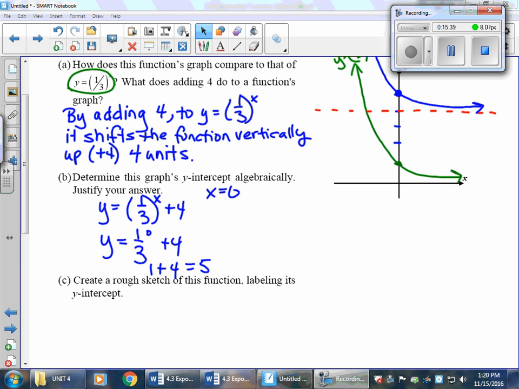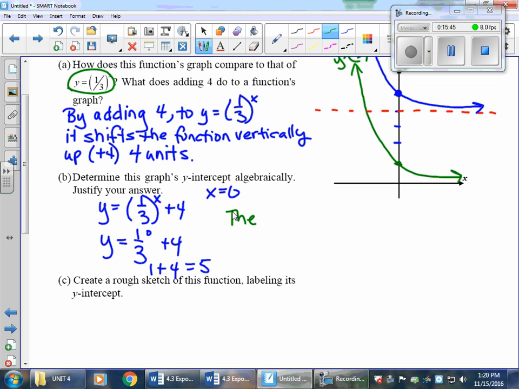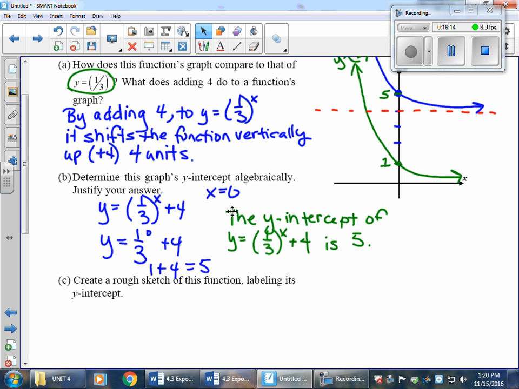So just make sure that you write down, because it's asking for the y-intercept, you can say here that the y-intercept of y equals 1/3 to the x plus 4 is 5. Okay, so create a graph. We kind of did that already. And it says label the y-intercept, so we should do that. So this is 1, and this is 5. Make sure, again, I can't stress it enough, that when you're done, you read everything and make sure you answer the questions.